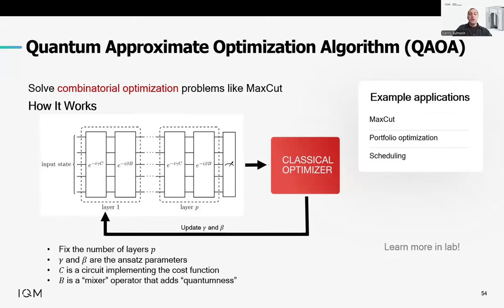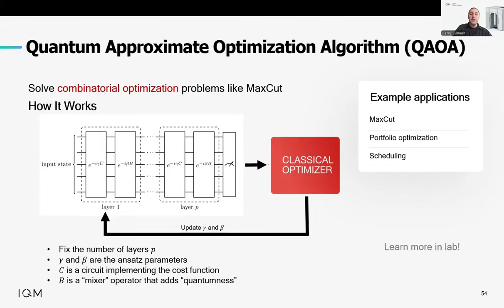Another one is called QAOA. It's the Quantum Approximate Optimization Algorithm. And this is what we're going to be using in lab. It solves certain combinatorial optimization problems. So think MaxCut, the student sorting problem that we had earlier.